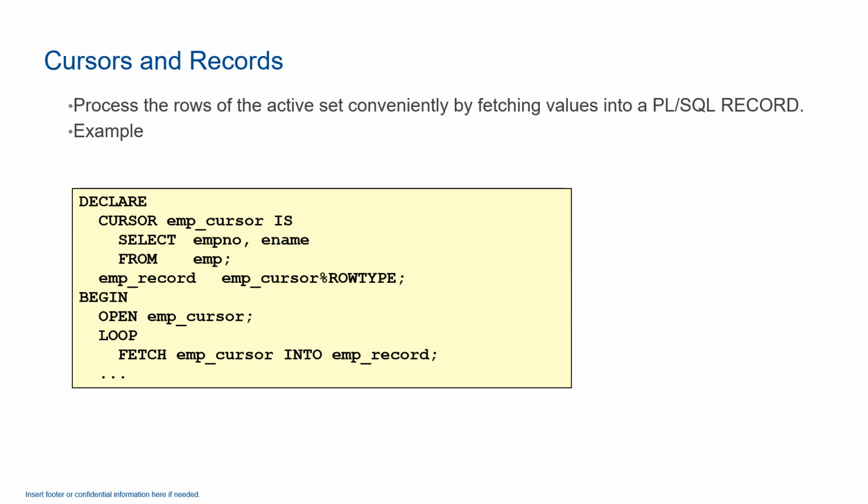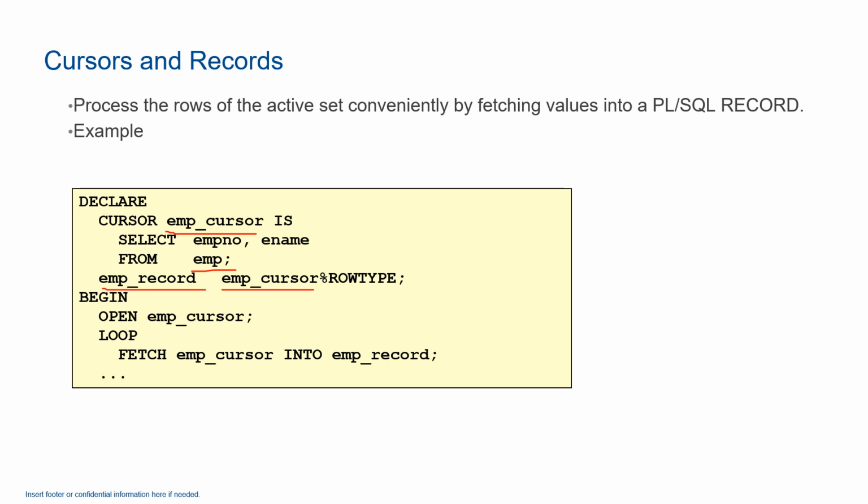Now cursors and records. You can process the records of the active set conveniently by fetching values into a PL/SQL record. So this is a great example where we have a cursor named employee_cursor, which selects employee number and employee name from the table employee. Now we have explicitly defined an employee_cursor%ROWTYPE. You remember we have %ROWTYPE and %TYPE PL/SQL variables. Now we can also define a record for a cursor, so we have declared an employee record for the cursor.